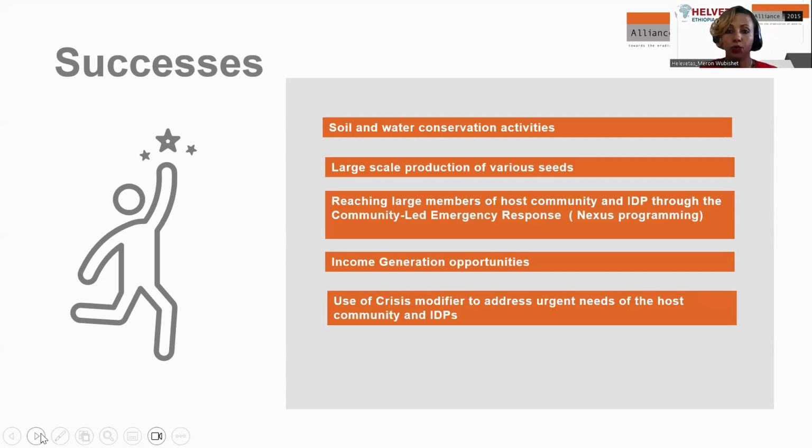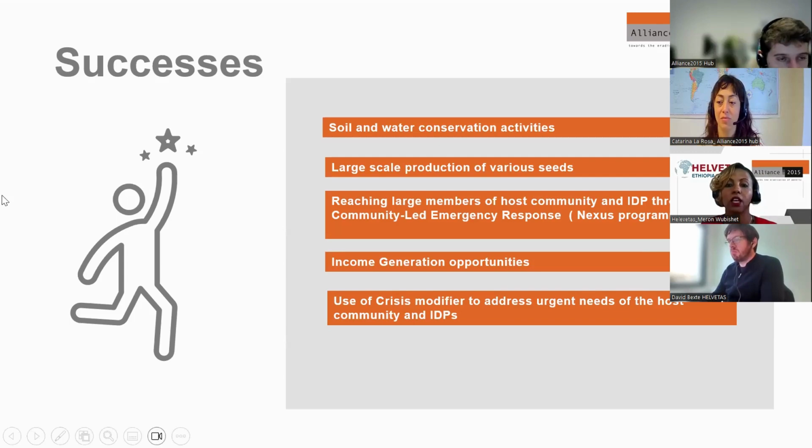The other is Nexus programming. I mean, reaching a large number of host community and IDPs through the community-led emergency response was a success and highly appreciated and accepted by stakeholders, because as an NGO, we are expected to respond. And if there is no crisis modifier, if there is no flexibility to adapt our programming and respond to the needs, it would really be difficult. So I think we were successful through using this community-led crisis emergency response approach and reaching a large number of people.